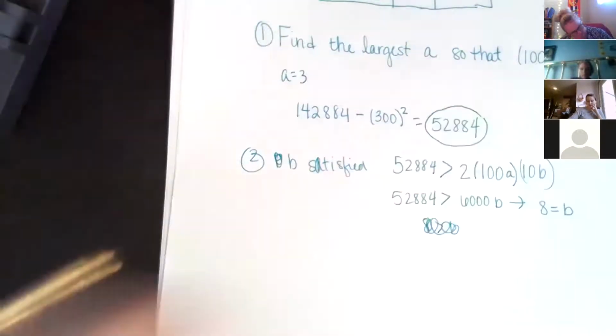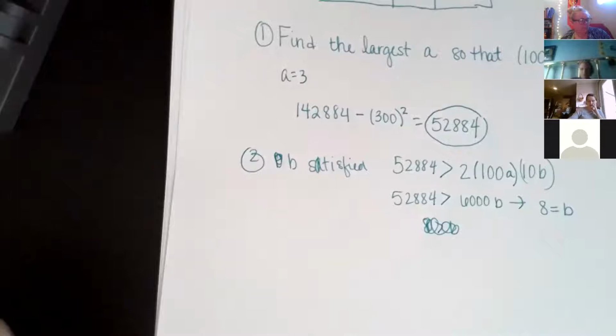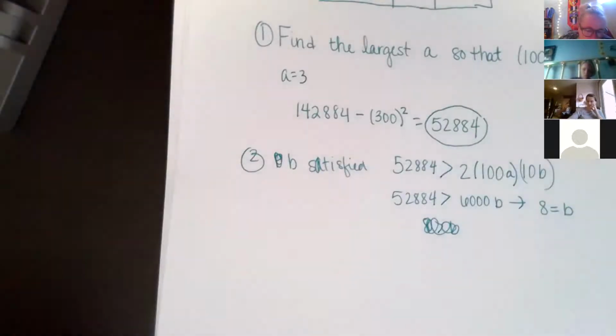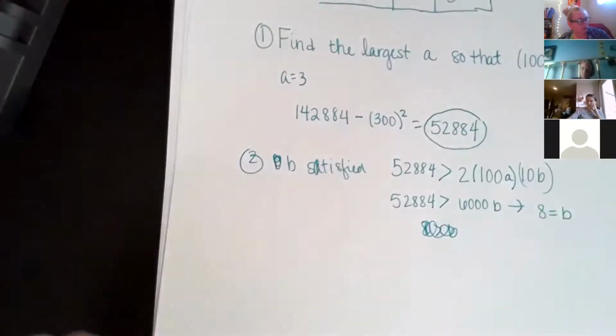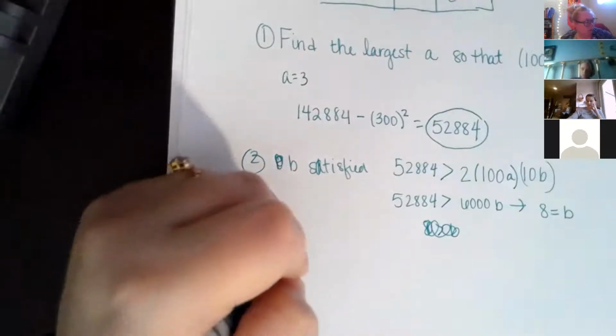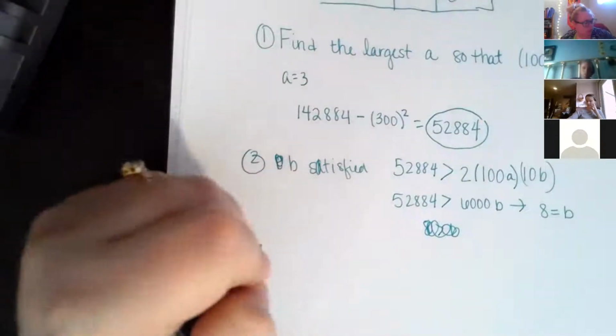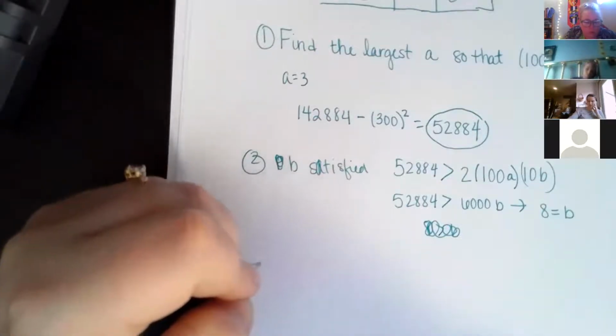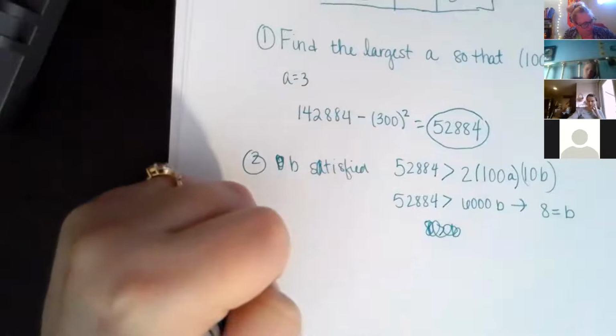Because that gives us 48,000. Okay, yeah. Because if we went with 9, that would be too much, and we want the biggest one, right? Yep. So we just subtract the 48,000 from the 52,884, which gives 4,884.